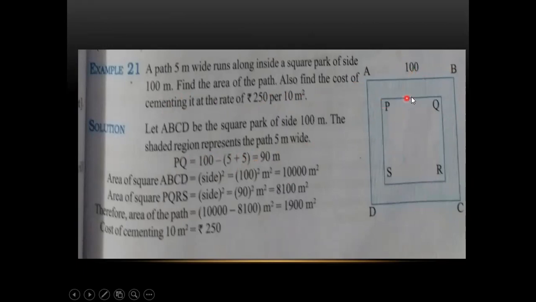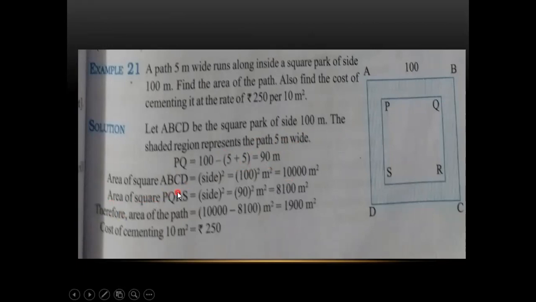So here we have PQRS inside. PQ is 100 minus 5 plus 5, because the 5 meter path is there on both sides between ABCD and PQRS. So you add 5 plus 5, that means 100 minus 10, so you get 90 meter.